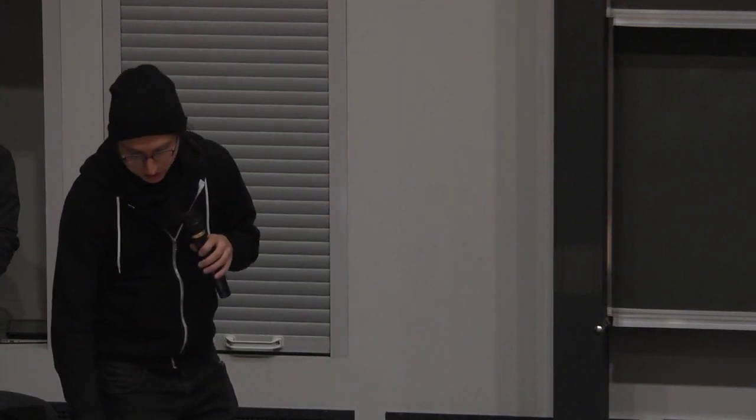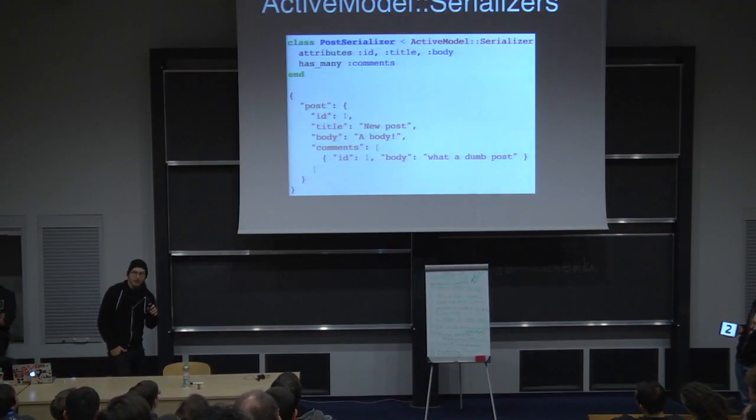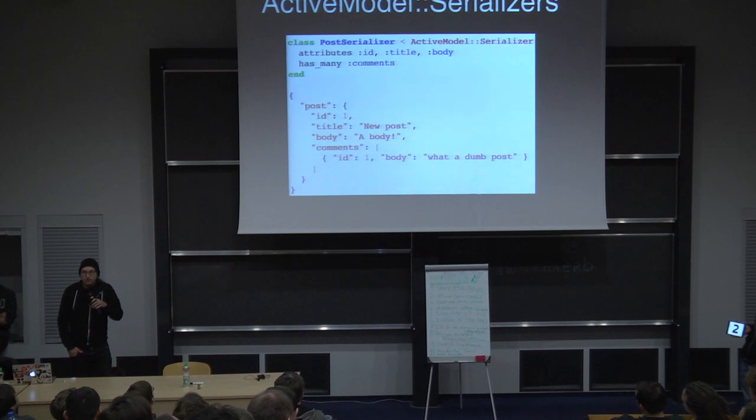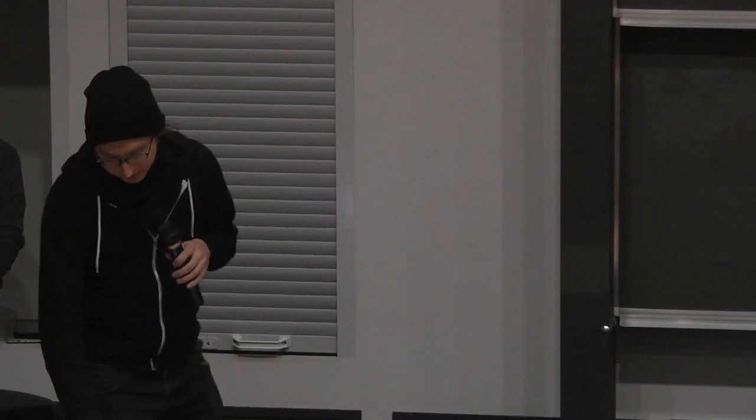Entirely based on convention, you don't actually write any templates, you just get objects. You can do more complicated things as well. So for example, we do has_many comments, because that's what you do in Active Record, so that's what you should do in your associations as well. And that would give you this embeddable array of comments with the IDs and bodies and etc.